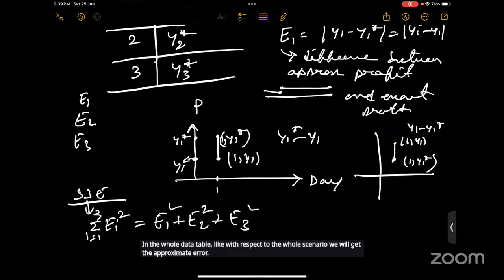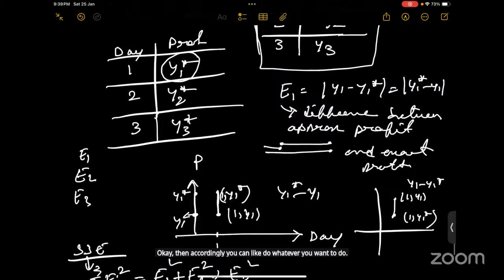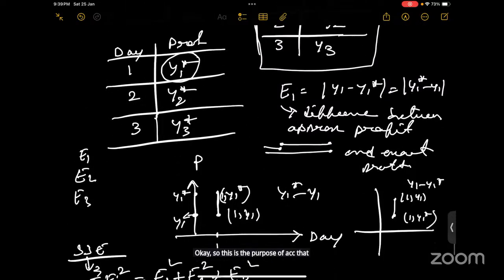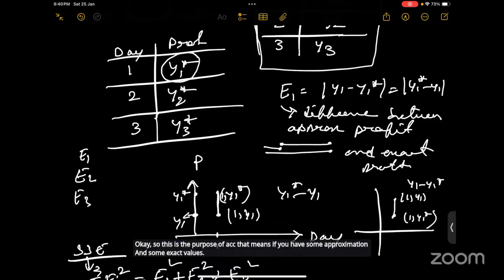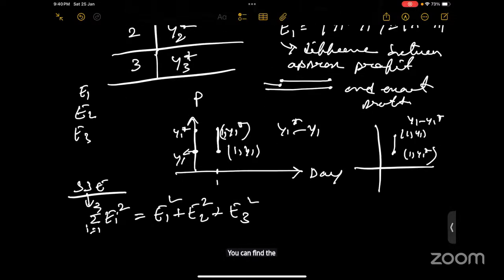Then accordingly, you can do whatever you want to do. So this is the purpose of SSE. That means if you have some approximation and some exact values, then you can find the errors using the SSE method, basically.